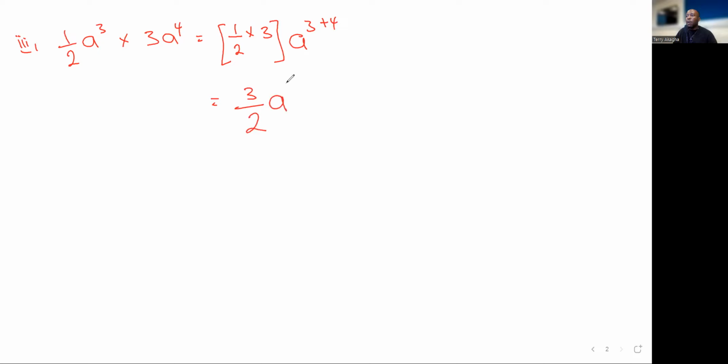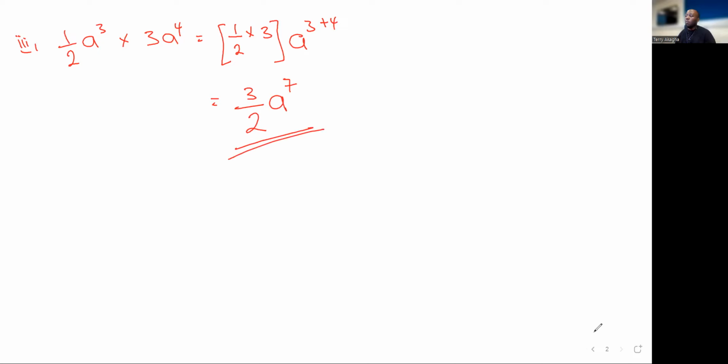So let's say we have 1 over 2 a raised to the power 3 times 3a raised to the power 4. The same thing, they have coefficients, so it's going to be 1 over 2 times 3. Then we're going to have a raised to the power 3 plus 4. Are you seeing it? The first thing to do is to make sure that both of them have the same base. Then this is going to give us 3 over 2 a raised to the power 7. And that will be the answer for that.